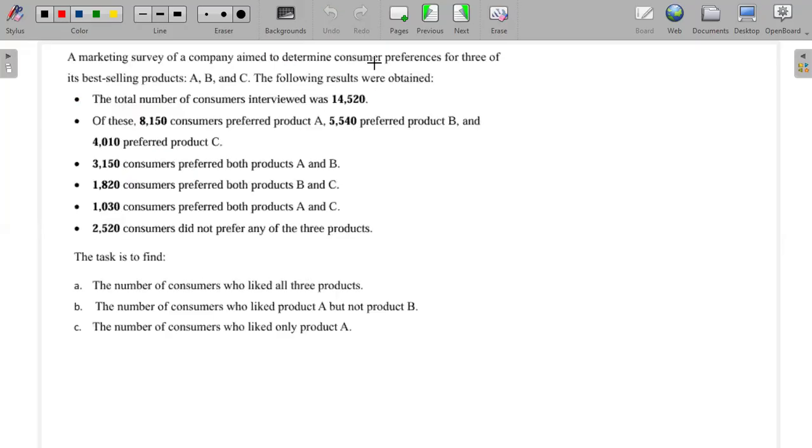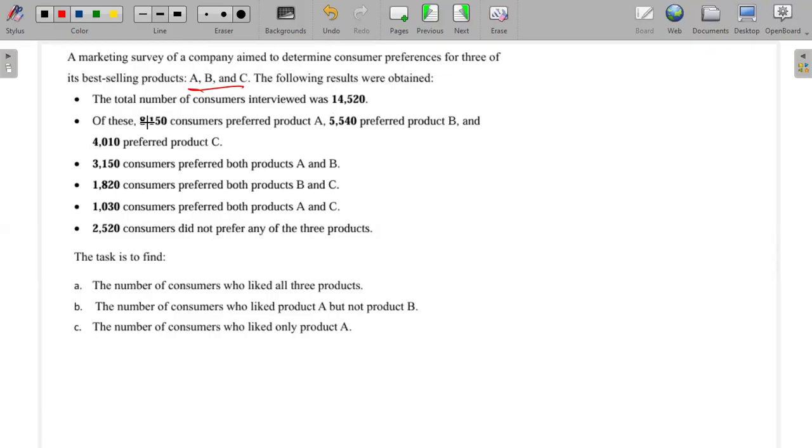All right, let's move on to this question. The question says, a marketing survey of a company aimed to determine consumer preferences for 3 of its best selling products, A, B, and C. So that's what the marketing company aimed for. The following results were obtained.